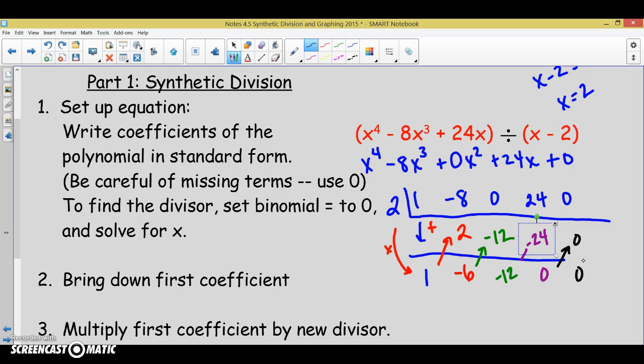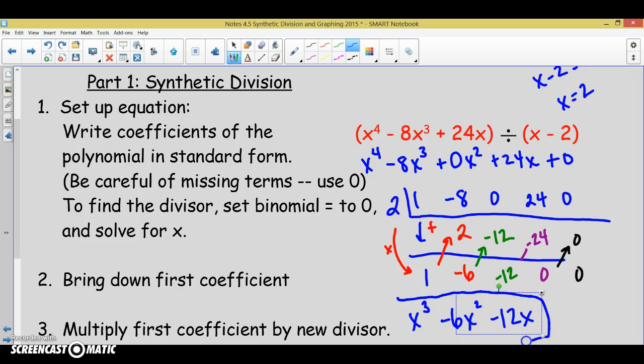Okay, so now we can go ahead and write out our final answer. I have a leading coefficient of 1, so it's just going to be x, and then I'm doing a degree less, so it's going to be x cubed minus 6x squared minus 12x. I don't have to put the plus 0 or anything. I can just leave it just like that. Okay, so hopefully this wasn't too bad.